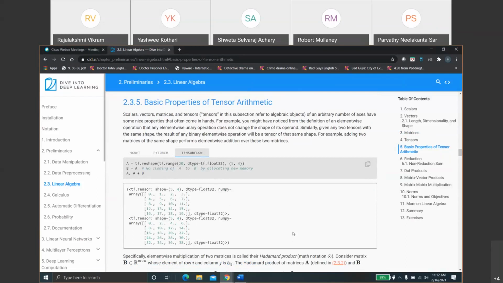When you do element-wise addition, element-wise multiplication, or any element-wise operation in a tensor, the shape of the tensor does not change. So the shape of A is 5, 4: 5 rows, 4 columns. The shape of B is the same, 5 rows, 4 columns. After doing A plus B or A minus B or A into B, the output tensor will have 5 rows and 4 columns.